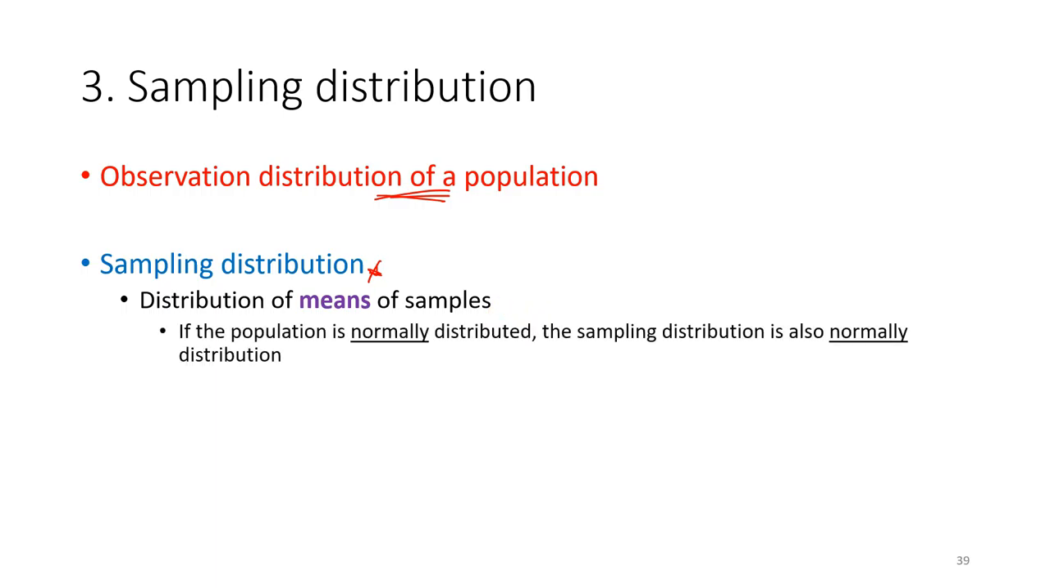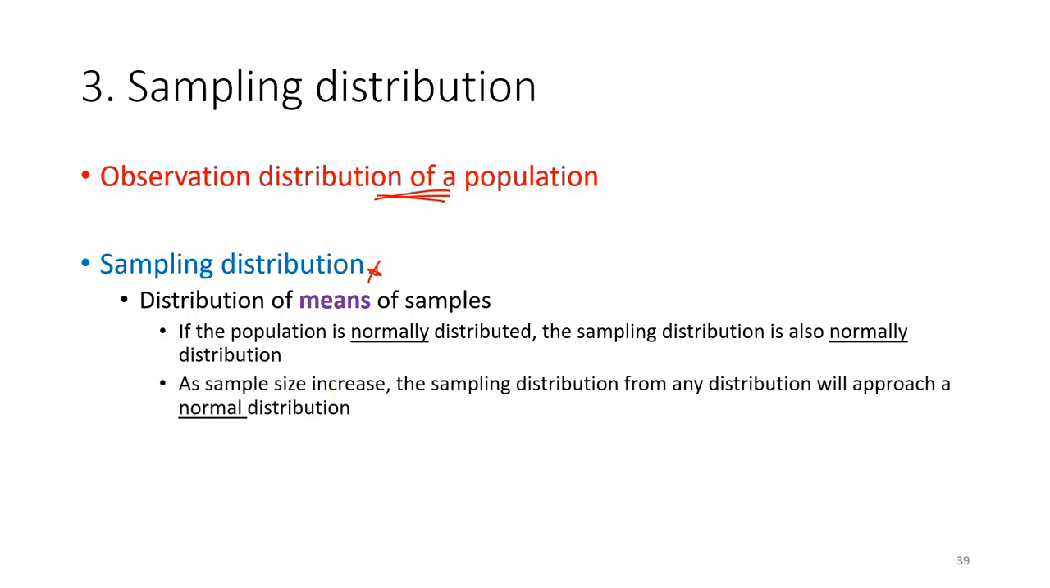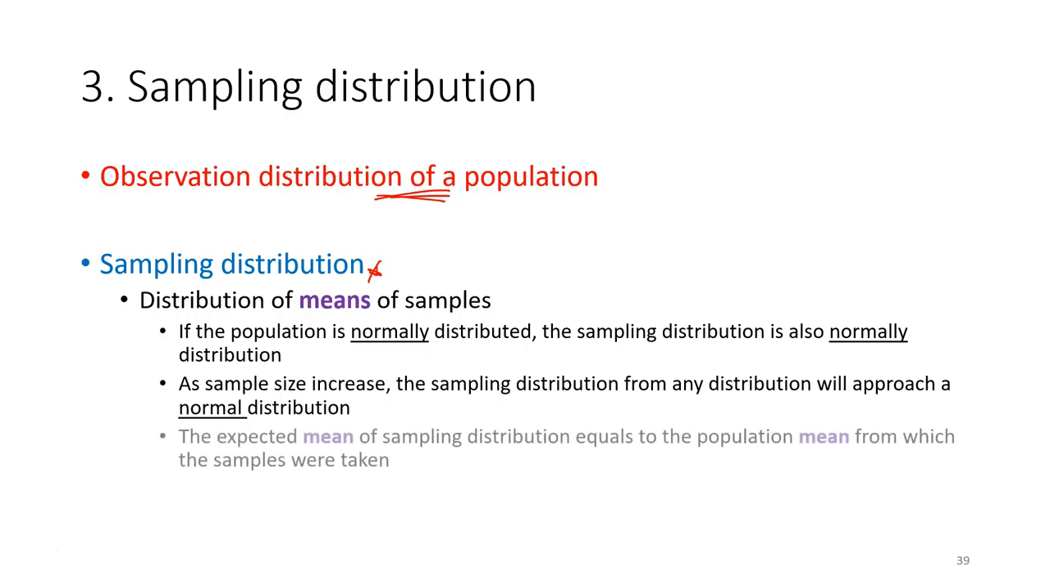If the population is normally distributed, the sampling distribution is also normally distributed. As the sample size increases, the sampling distribution from any distribution will approach a normal distribution. And the expected mean, the mean of the sampling distribution, is equal to the population mean from which the samples were taken. So the example just now demonstrates this concept.